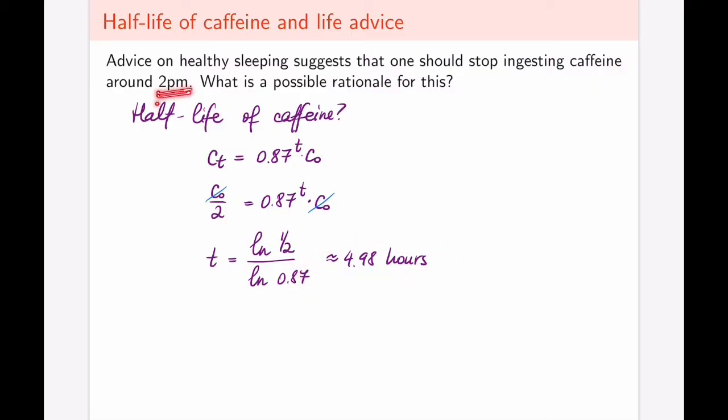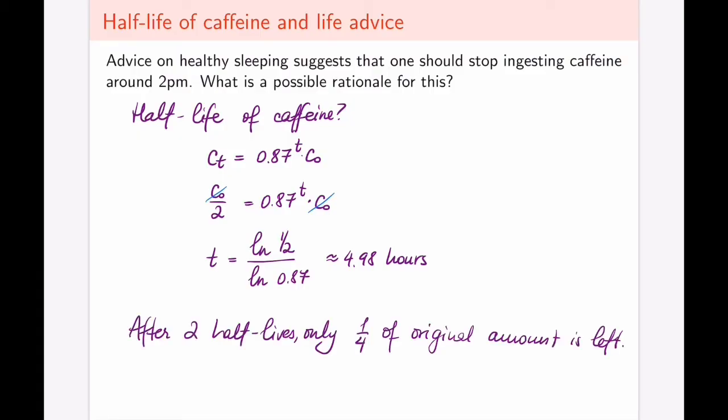Around 2 p.m., 5 hours after 2 p.m., you're going to have half of the amount of caffeine that you consumed. 5 hours after 2 p.m., we are at 7 p.m. 5 hours after that, we are at midnight. By midnight, we would have gone through 2 half-lives. After 2 half-lives, we only have a quarter of the original amount left. So that means that by midnight, only a quarter of the original caffeine amount will still be in your system. Even if you had quite a bit of it, only 25% will be remaining, which is likely enough for you to be able to go to sleep.